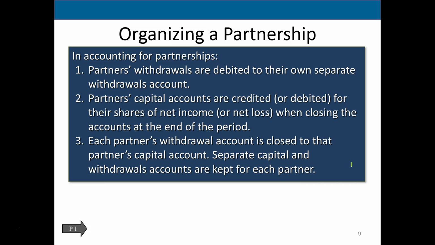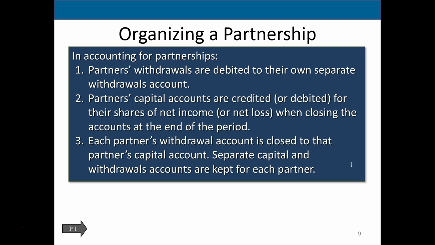Partners' capital accounts are credited or debited for their share of net income or net loss when closing the accounts at the end of the period. So at the end of the period, we have the closing journal entries, which I believe were chapter 4 type journal entries. When the income statement closes out, we have to make all the income statement accounts basically zero so we can start the next year or the next period.